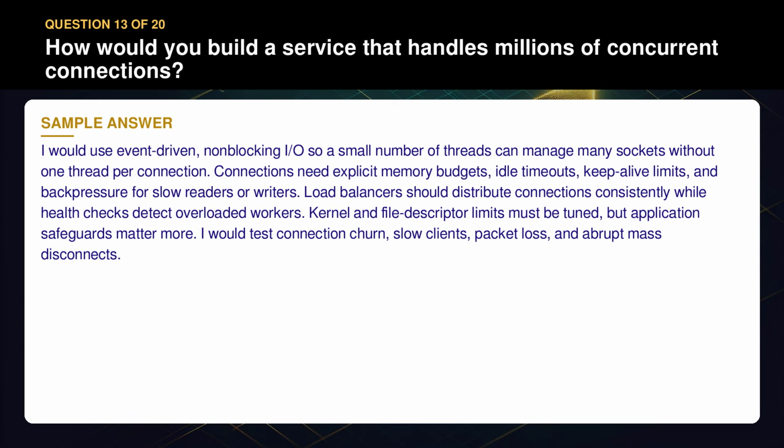I would use event-driven, non-blocking I/O so a small number of threads can manage many sockets without one thread per connection. Connections need explicit memory budgets, idle timeouts, keep-alive limits, and backpressure for slow readers or writers. Load balancers should distribute connections consistently while health checks detect overloaded workers. Kernel and file descriptor limits must be tuned, but application safeguards matter more.